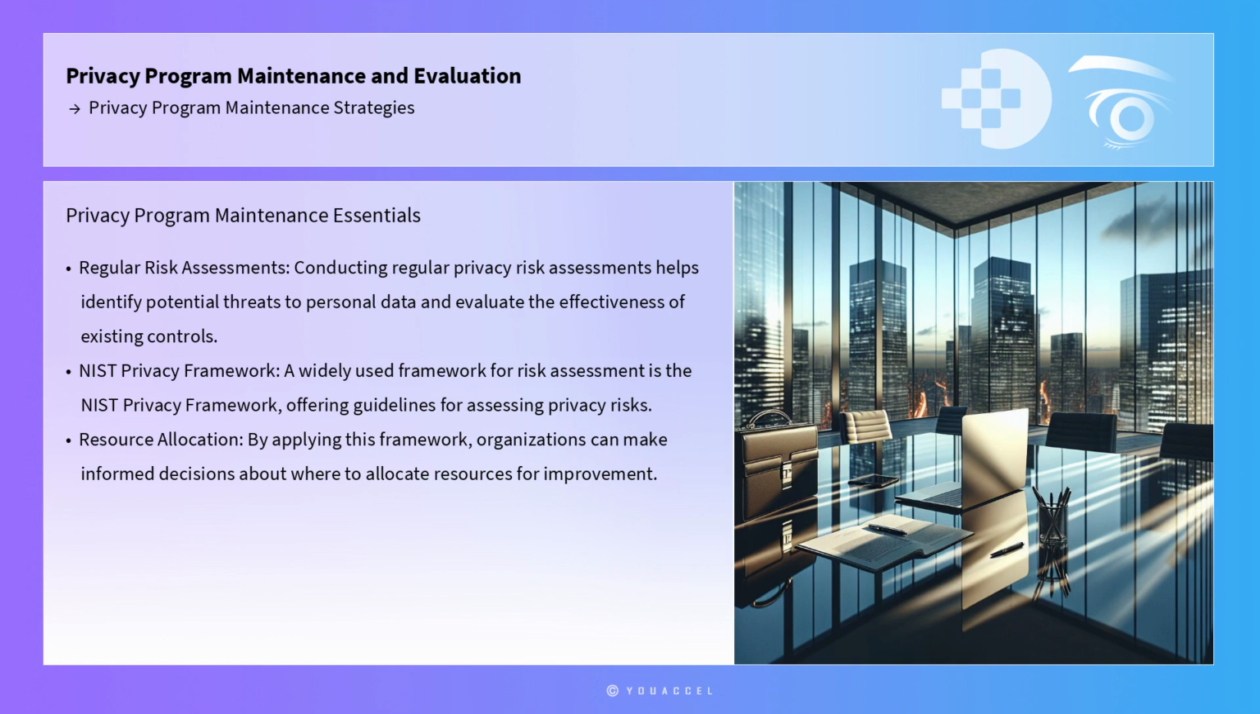Another essential aspect of privacy program maintenance is conducting regular privacy risk assessments. These assessments help identify potential threats to personal data and evaluate the effectiveness of existing controls. A widely used framework for risk assessment is the NIST Privacy Framework, which provides guidelines for assessing privacy risks and implementing appropriate mitigations. By applying this framework, organizations can systematically evaluate their privacy posture and make informed decisions about where to allocate resources for improvement.